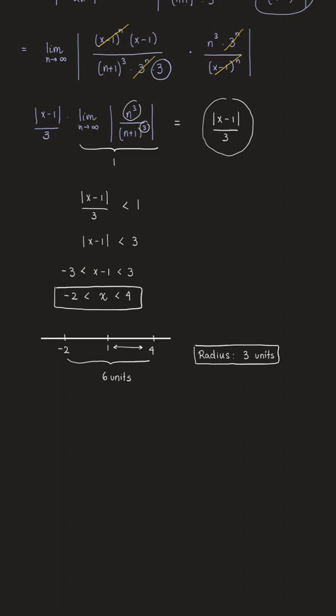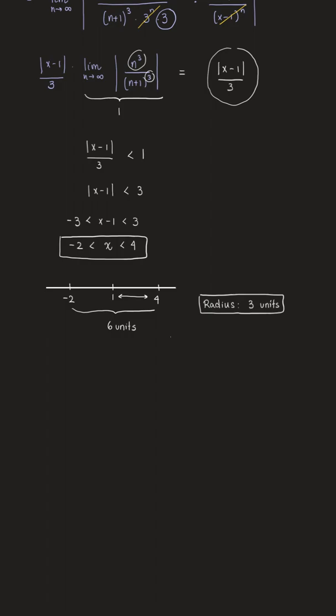The last thing we have left to do is to plug our endpoints back into the original series to see what kind of behavior we have at the endpoints. So I'm going to grab x equal -2, and our original series looks like this. We had (x minus 1) to the n, there's our center 1, over n cubed times 3 to the n.